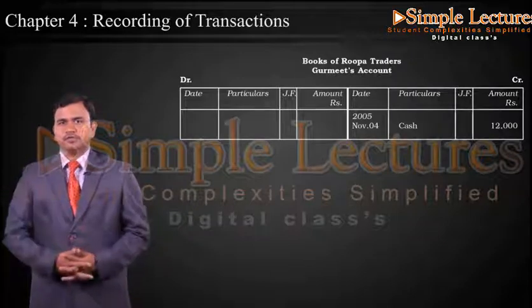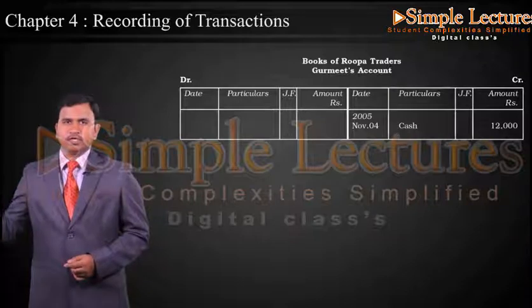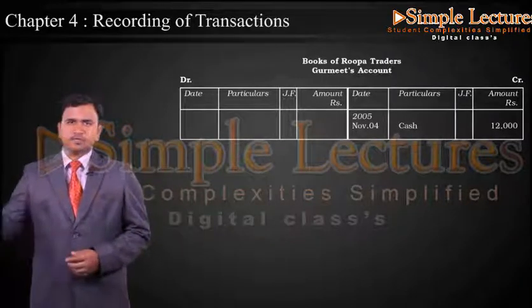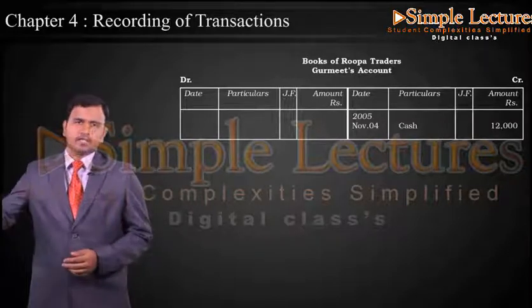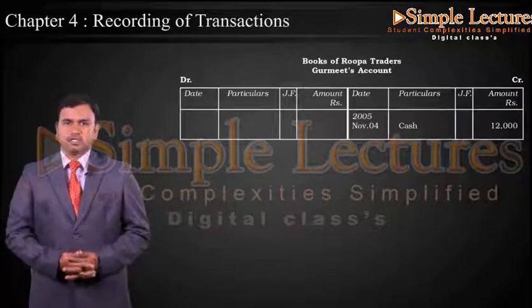We have only one entry for Gurmeet, so the account will be closed here itself. The credit side total is 12,000, and the same will be taken in the debit side, 12,000. Above that, to balance carried down 12,000, and again on the opposite side, next to the total, by balance brought down 12,000.